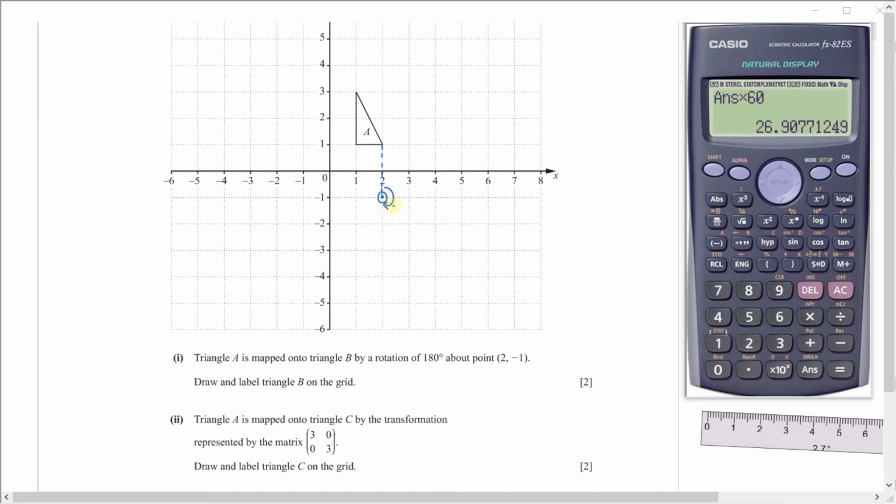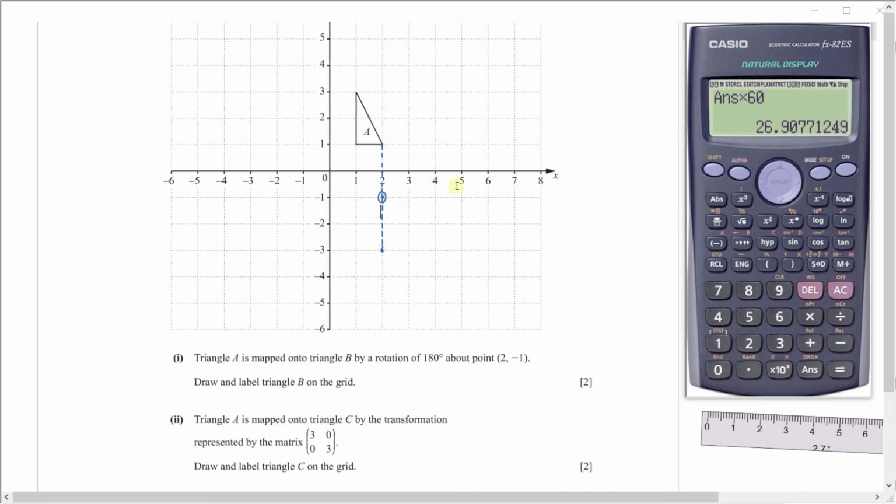So your 180 degrees will be this. You'll end up this way, and then you will go the same distance. If this distance is 2, you will go another distance which is equal. So this will be 2 blocks as well, and you will end up here. So this point here will be mapped to this point after 180 degree rotation. Let me just erase this arrow here.